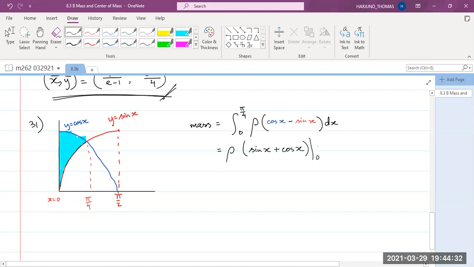And from 0 to pi over 4. So that would be rho times sine pi over 4, which is radical 2 over 2, plus radical 2 over 2, minus sine 0, which is 0, and cosine 0, which is 1. So this is rho times radical 2 minus 1. That's the mass.